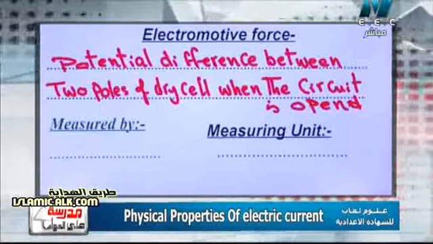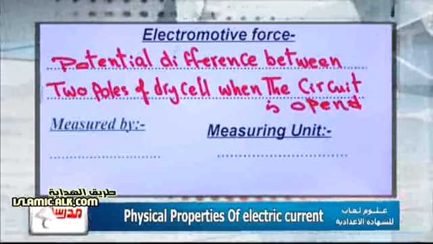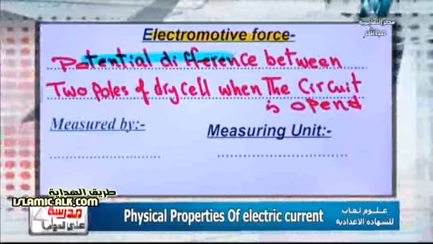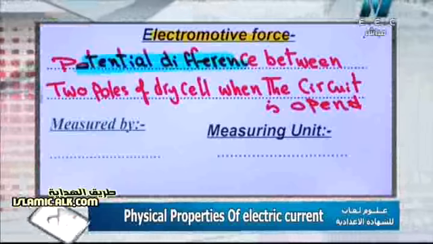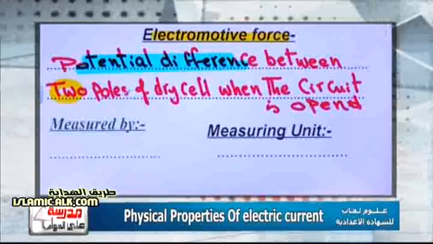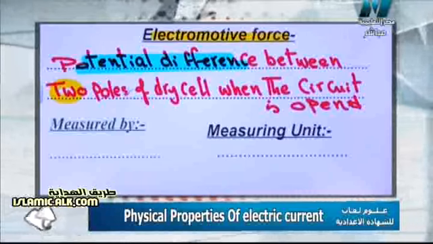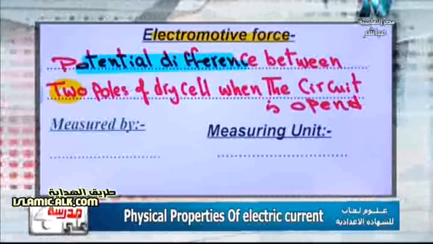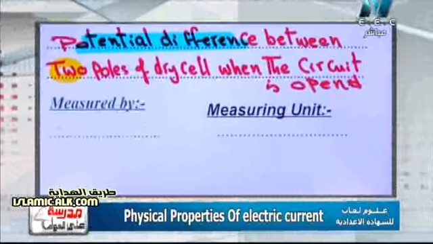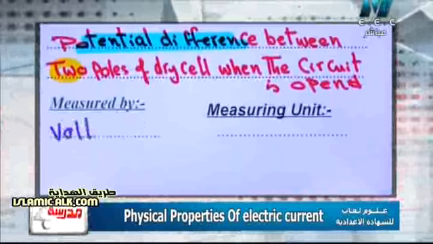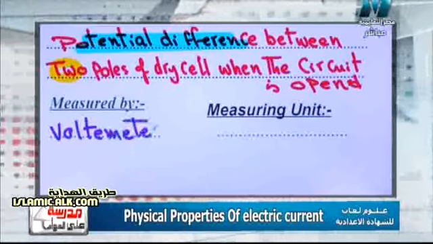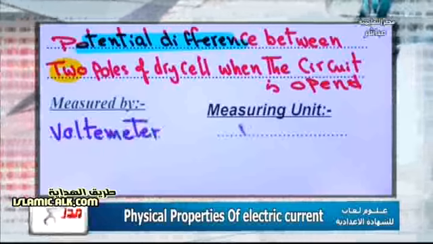So we should remember now the electromotive force. It is the potential difference, but between two poles of the dry cell when the electric circuit is opened. And we know it is measured by what? I will say measured by voltmeter, isn't it the potential difference? Voltmeter. And the measuring unit is what? Is volt.